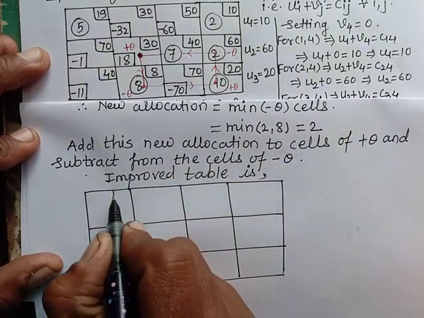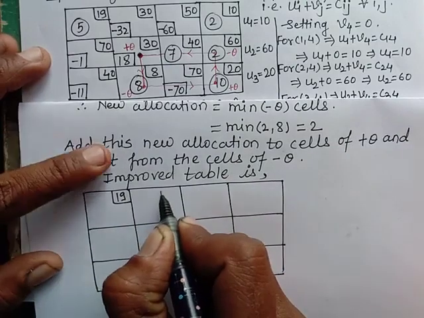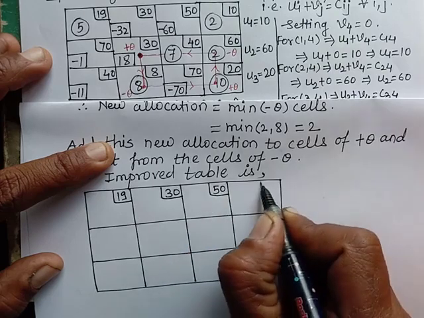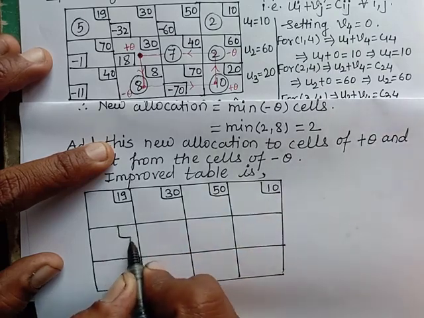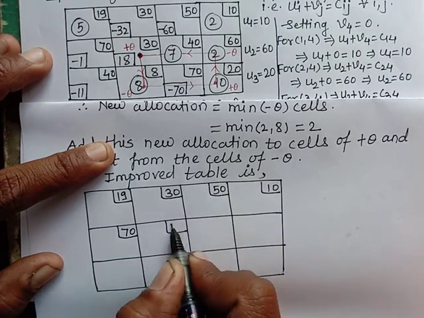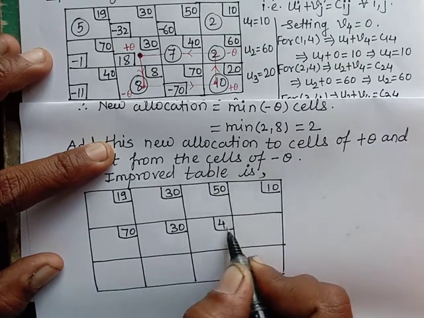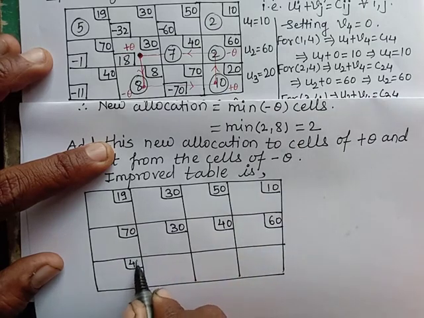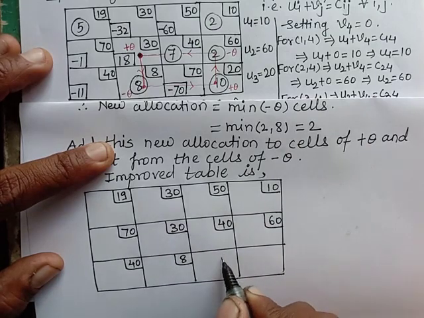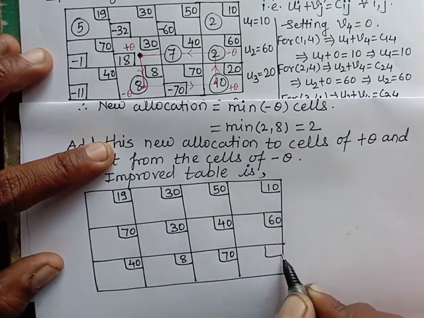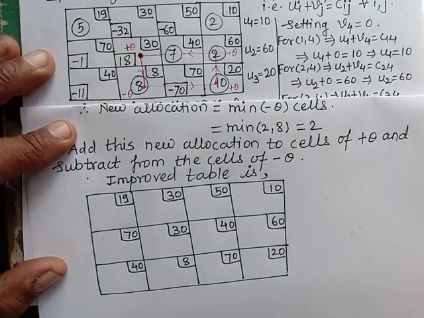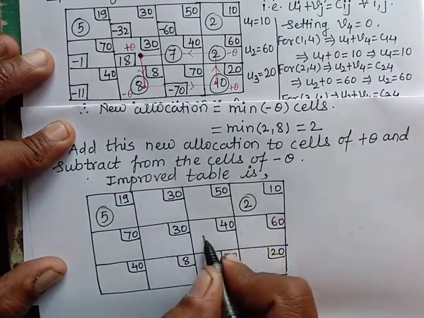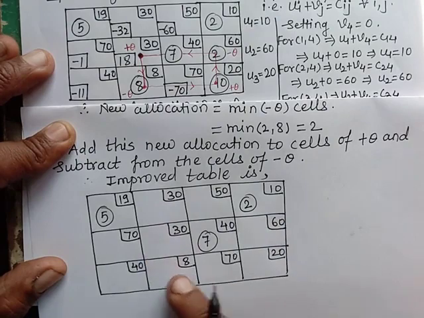Okay. Here we get 19, 30, 50, 10, 70, 30, 40, 60, 8, 70, 20. This allocation of 5 as it is, this allocation of 2 as it is, this allocation of 7 as it is, only these will change.